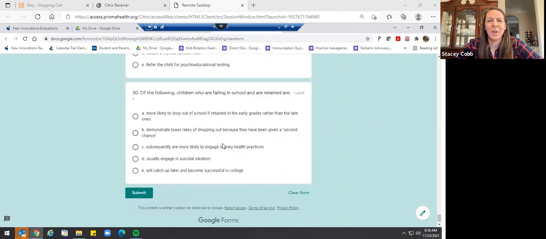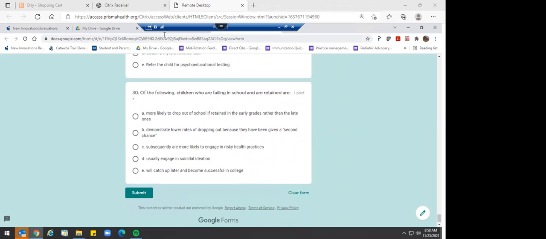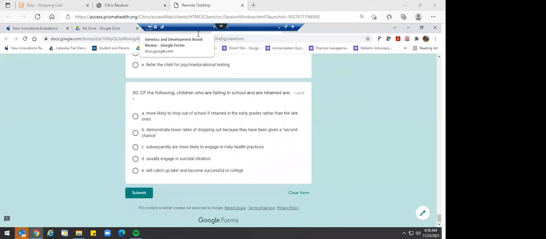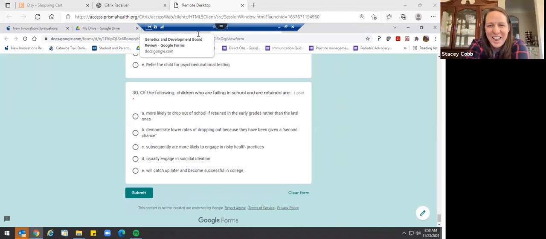And then, of the following, children who are in school and retained are, I don't know that I had this one in my list. Oh, this is a fun one. Okay, so failing in school and retained are, let's see, more likely to drop out. Howarth wrote this question. Oh, well, perfect. Let's see if I agree with his answer. You weren't typing in there. More likely to drop out of school if retained in the early grades than in the late ones.